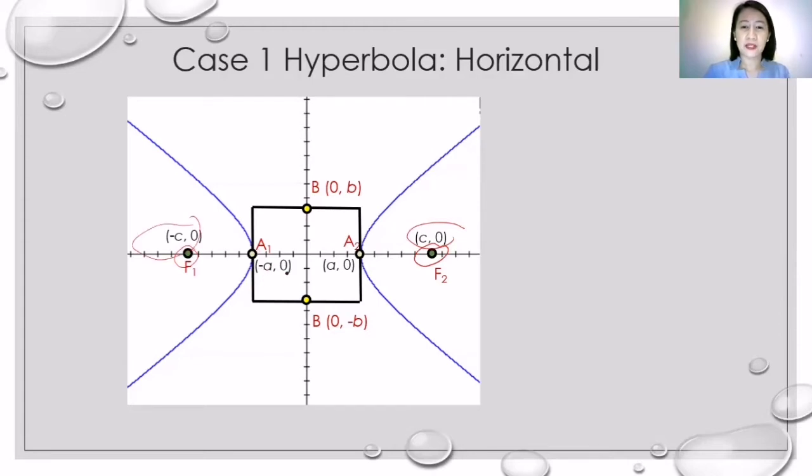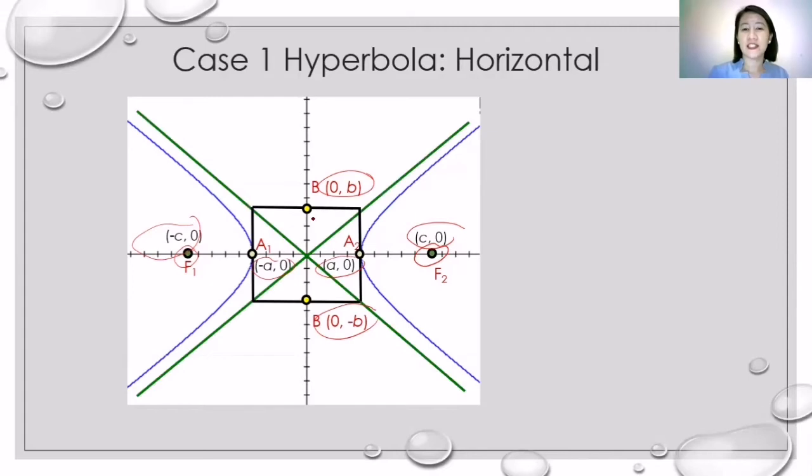Vertices, A pa rin po. Co-vertices, B pa rin po. But we don't use them as V and CV anymore because B here is no longer a vertex. Okay? It will now be just part of the guide for us to identify our asymptote in a while.